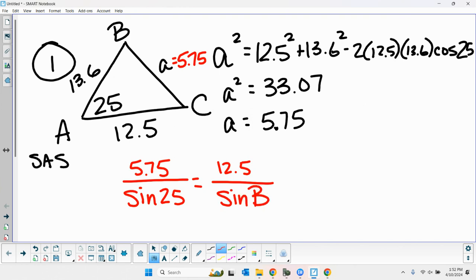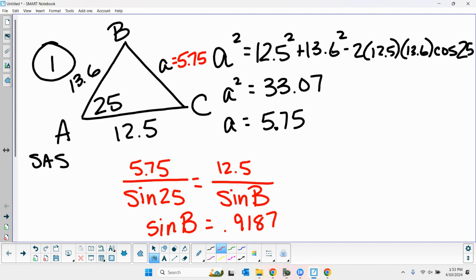Remember, the capital letters are the angle measures, and the lowercase letters are the side lengths. So don't get those mixed up. Some kids get those mixed up. Okay? So I'm going to cross multiply 12.5 times the sine of 25 and divide by 5.75, and you'll get sine of B equals 0.9187. So I cross multiplied and divided to get that.